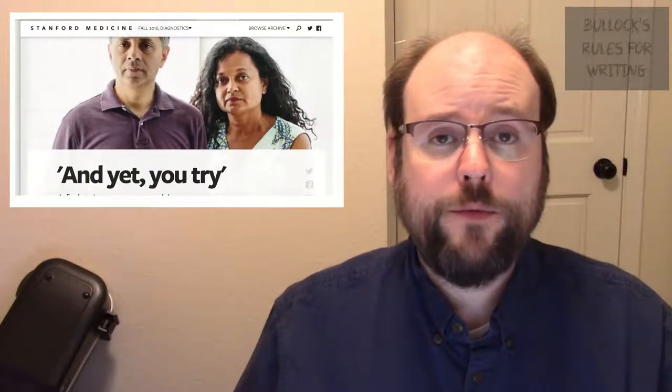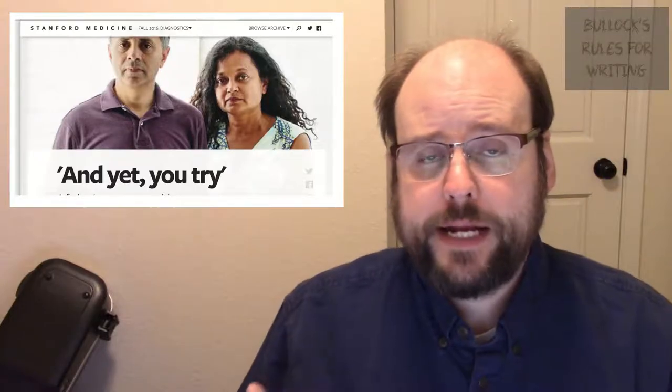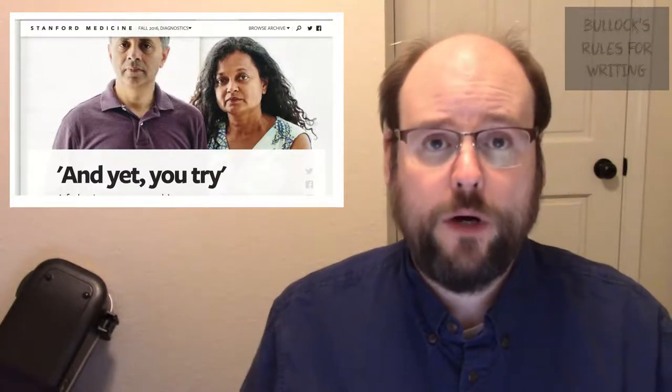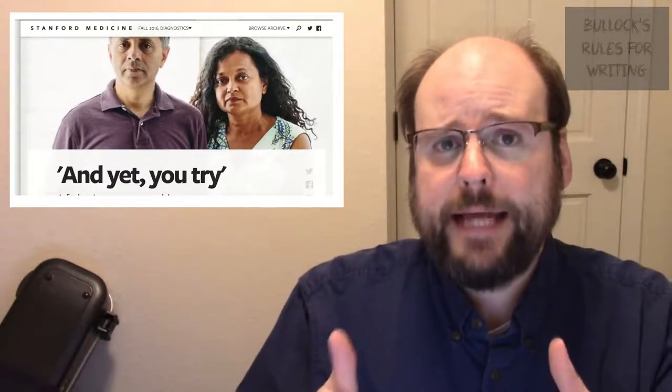For an example of a cumulative sentence that we can see is kind of put together this way, I'm going to go back to that essay called And Yet You Try, which is about the kid who died of brain cancer and his father and all that. It was the sad one. But here's a sentence from that text.